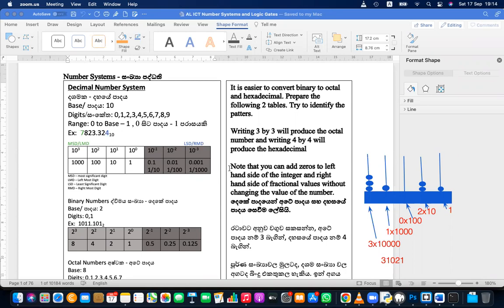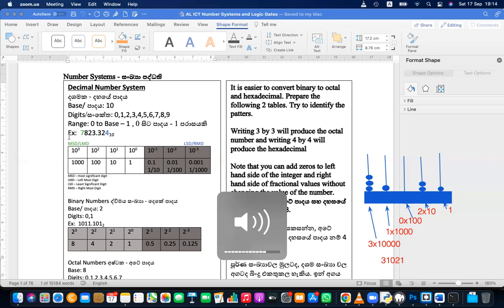Okay. So then what is the value? What is the most valuable digit here? In this example, what is the most valuable digit? We call it the most significant digit, MSD. What is that digit? Yes, is it 7 or 8 or 2 or 3 or 4? What is the most valuable digit here, or the most significant digit? Yes. Why don't you talk? 7. Okay, 7. 7 is the most valuable digit.